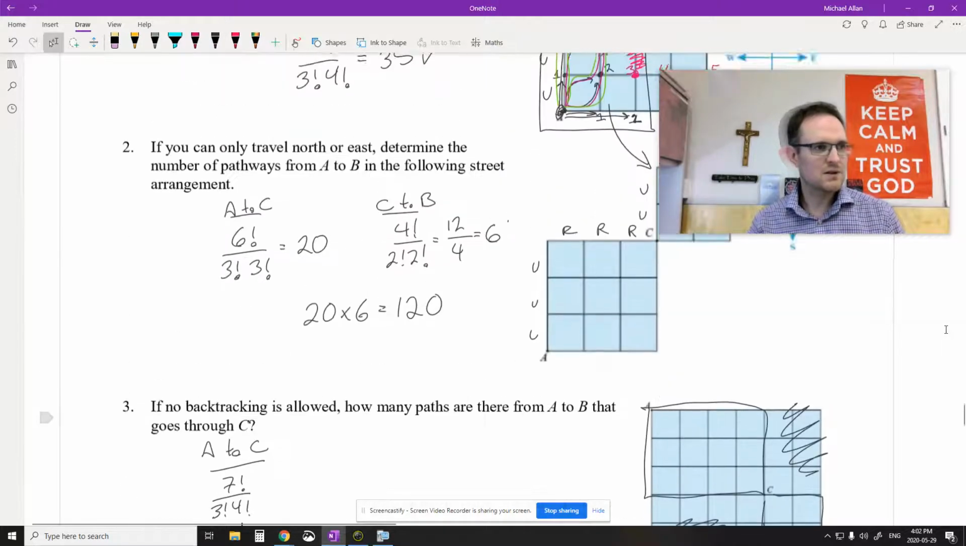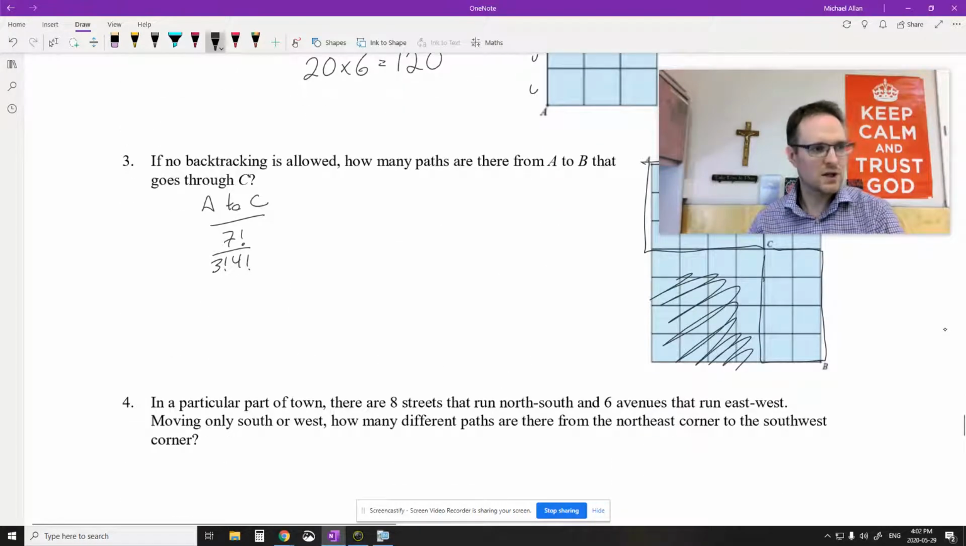Didn't we just do this one up here? Yeah. So there's 35 ways here. I'm not going to bother trying to do that again. And from C to B, there are 1, 2, 3, 4, 5, 6. And then there's 2 factorial, 4 factorial.